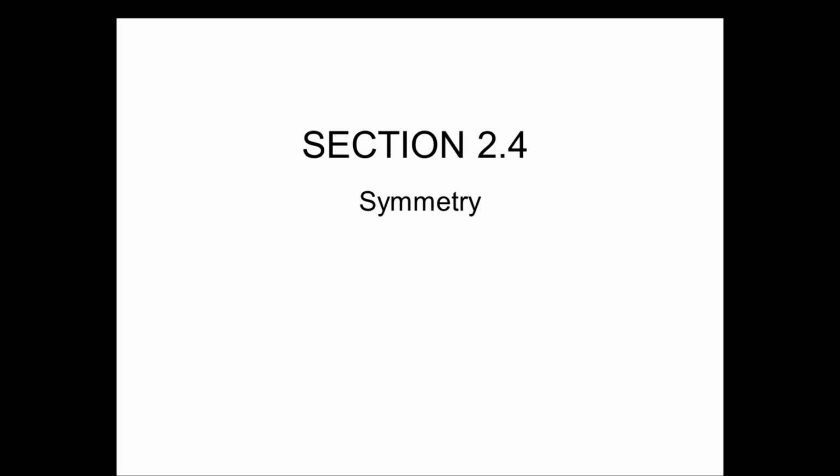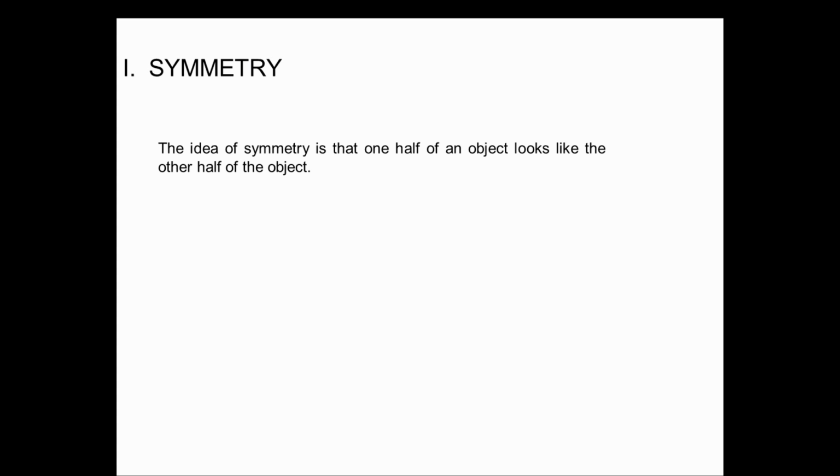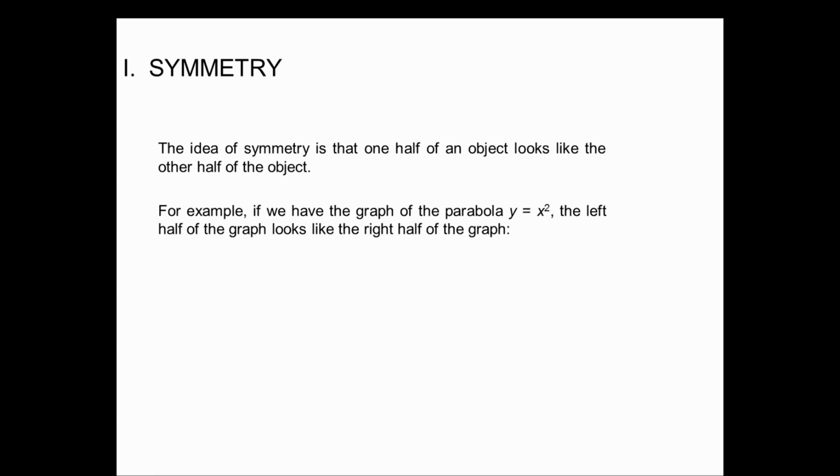Okay, this is section 2.4, Symmetry. The idea of symmetry is that one half of an object looks like the other half of the object. For example, if we have the graph of the parabola y equals x squared, which we've graphed a few times before, the left half of the graph looks like the right half of the graph.